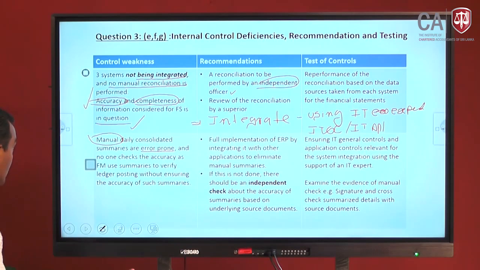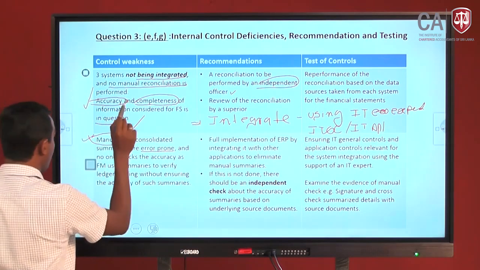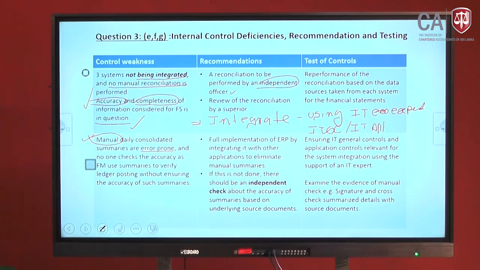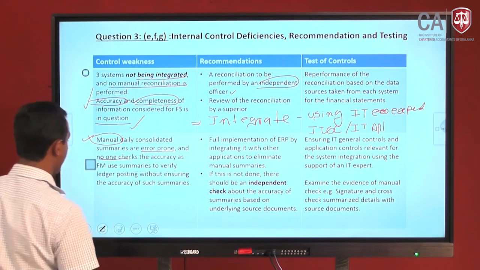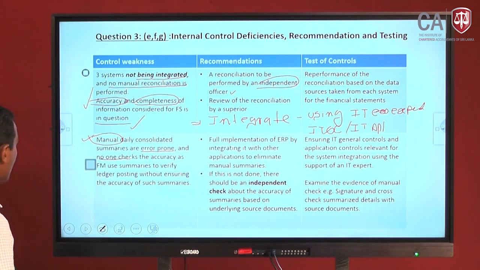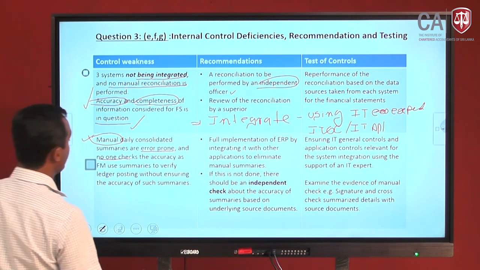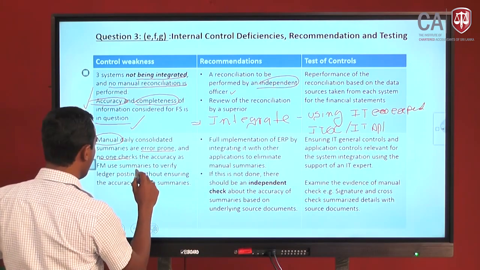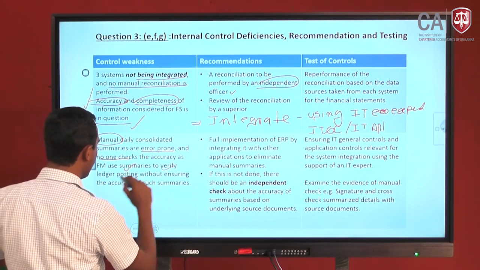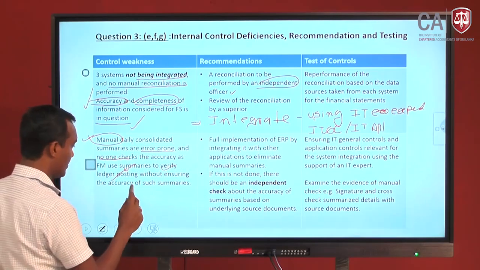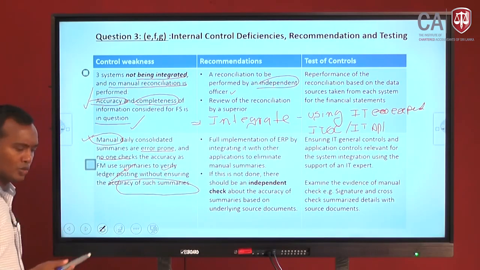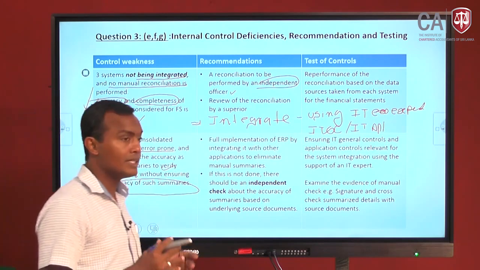It can be manual, but is there a compensating control? No one checked the accuracy, as the FM used summaries to verify ledger posting without ensuring it. The FM used summaries to see whether the journal entry is okay, but nobody checked the accuracy of the summaries. Now, see, when you really look at control in detail, these aspects matter.